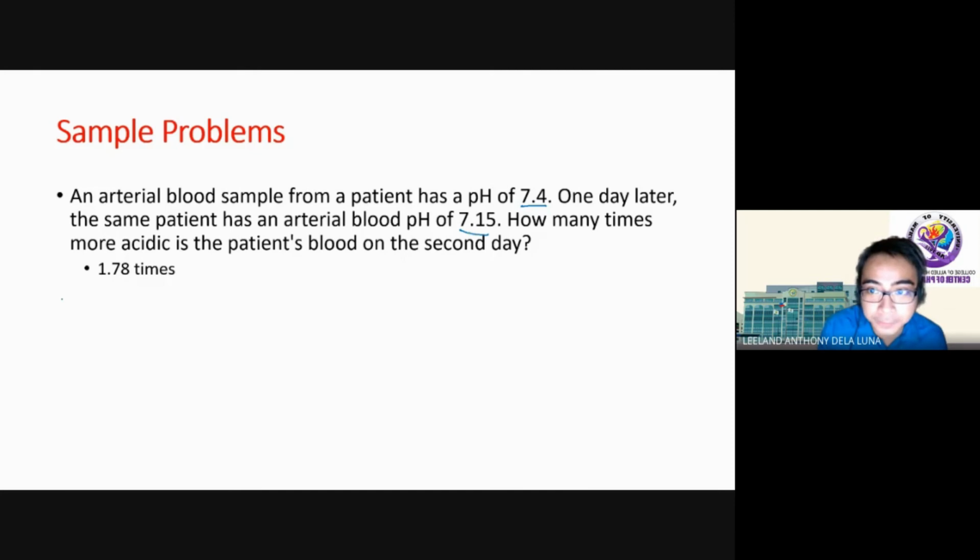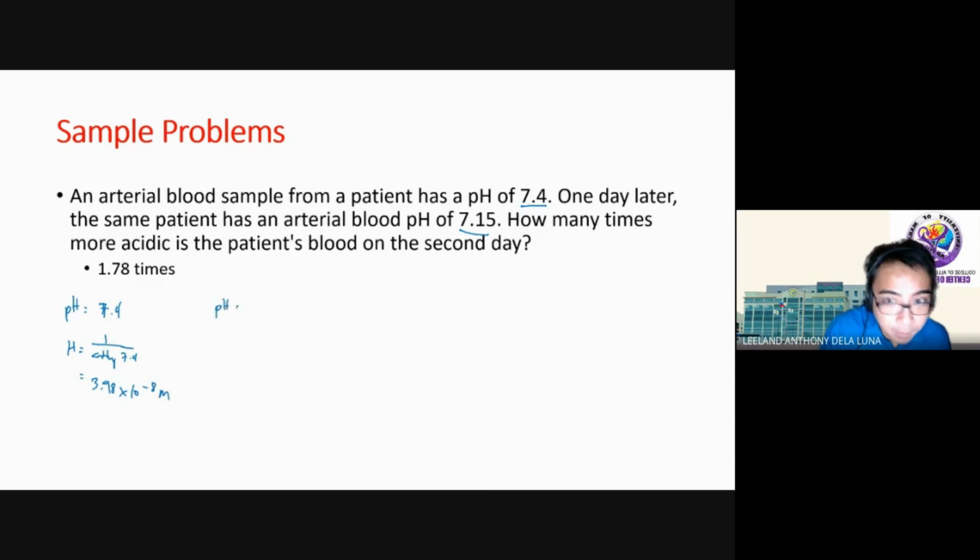Okay? So ang original blood would be pH equals 7.4. Right? So this one's the first one. So sabi nga natin, H equals 1 divided by antilog 7.4. It's going to be antilog 7.4. 1 divided by answer. 3.98 times 10 negative 8. Negative 8 molarity.